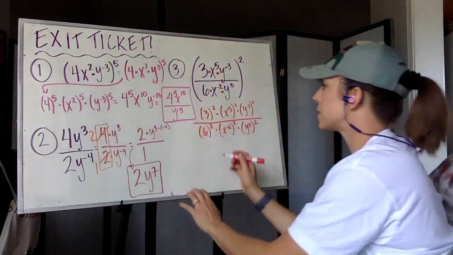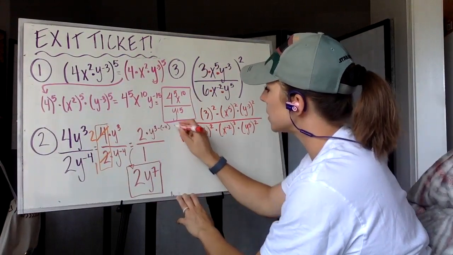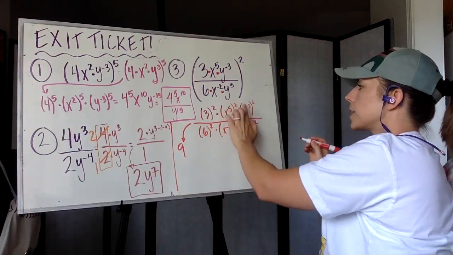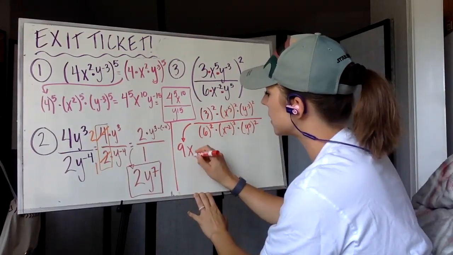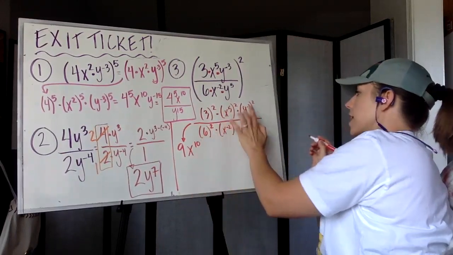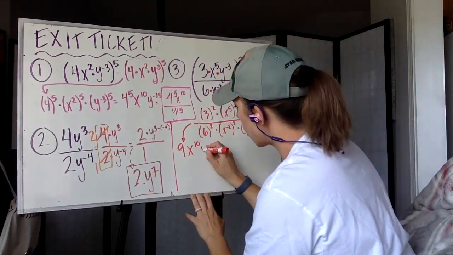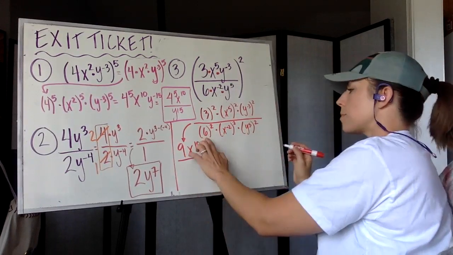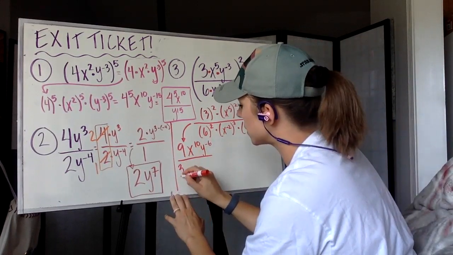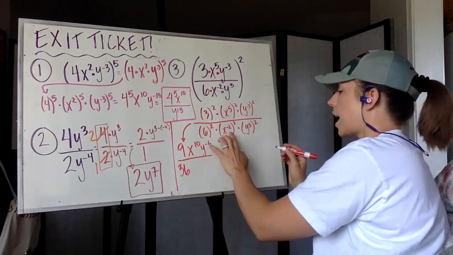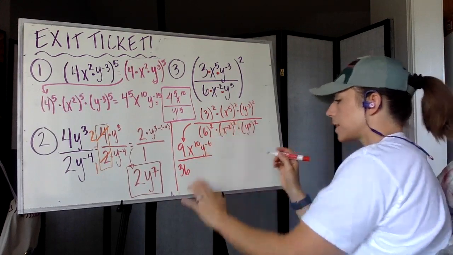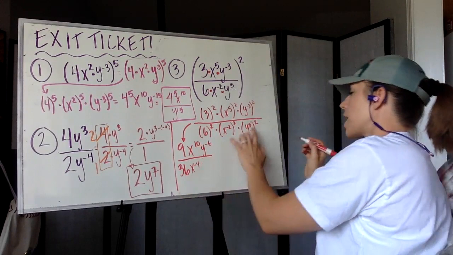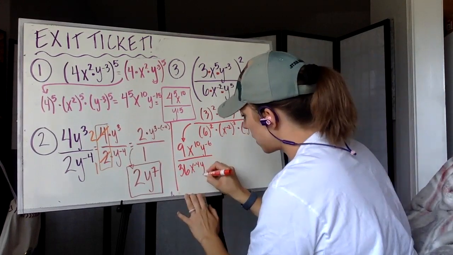All right, 3 to the second power is 9. Bring this one down here. 9. X to the 5th to the second power, that's 2 groups of 5 x's. That's x to the 10th. Y to the negative 3rd to the second power is y to the negative 6th. In the denominator, 6 to the second power is 36. X to the negative 2 to the second, negative 2 times 2 is negative 4. And y to the 5th to the second is y to the 10th.